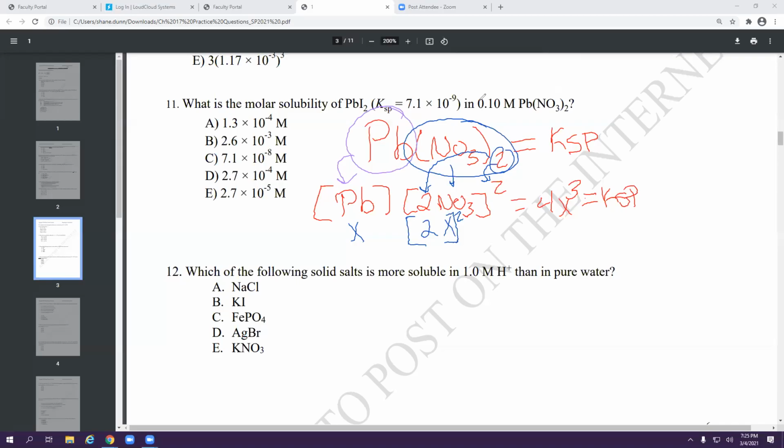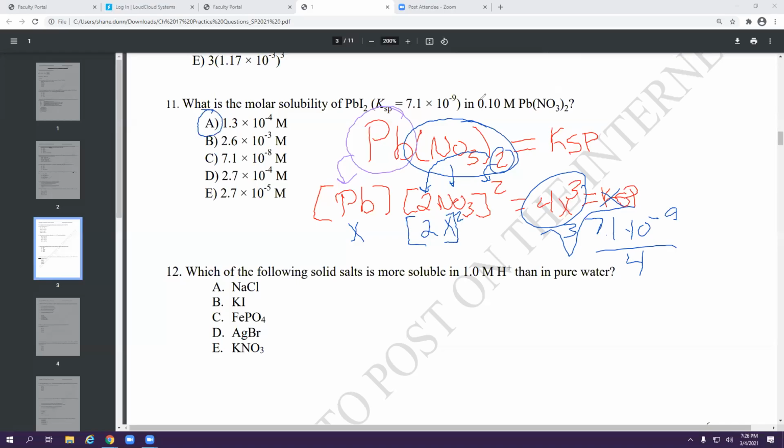What do you guys get? You're solving for x. So you're plugging in 7.1 times 10 to the negative 9th, and solving for x. You can divide this by 4 and take the cubed root. That's what you're going to do. So solve for x. What do you guys get for x? 0.0012.